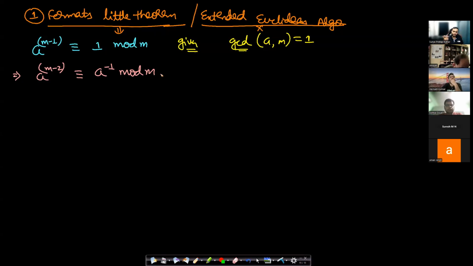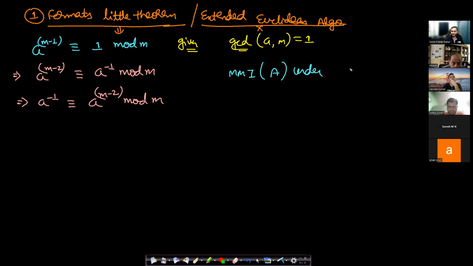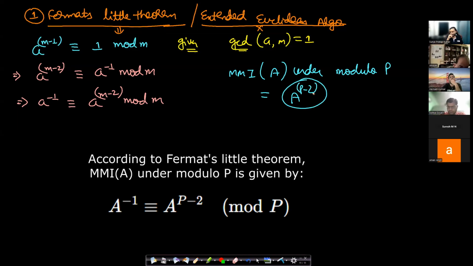And I said that mod you can move on both sides, whichever side you want. So I can say a to the power of minus 1 will be congruent to a to the power of m minus 2 mod m. Simple. This is what you need to do. This is what you need to remember: that the MMI of any given number a under modulo p is equal to a to the power of p minus 2. Simply a to the power of p minus 2 you need to calculate. That is the MMI.